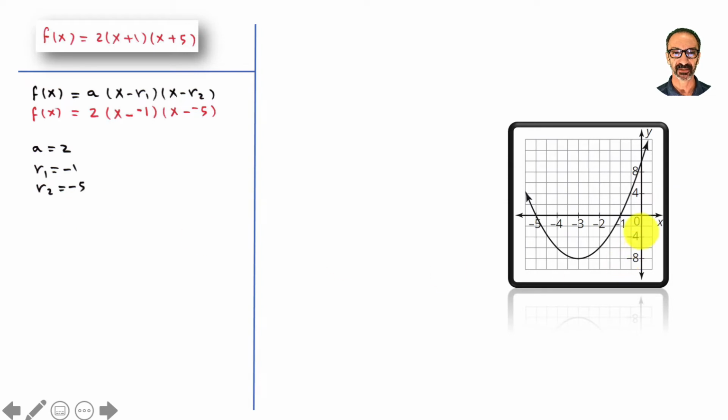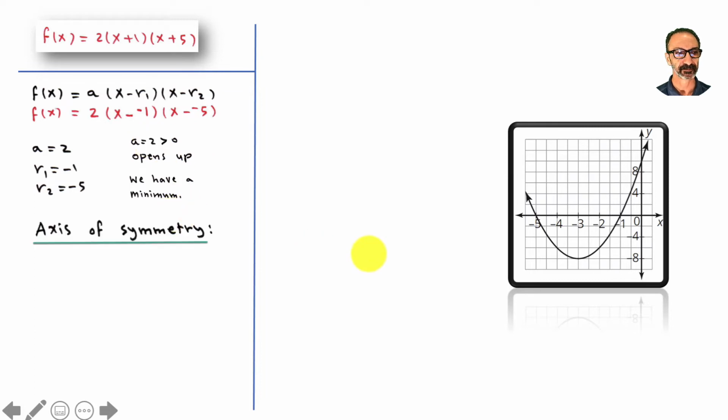And the scale here is going by 2. The scale here is going by actually half. So it's kind of hard to see the 1, 1 idea that I mentioned earlier. But they gave me A equals 2. That's the stretch factor. So we have a minimum here if they ask you for the minimum, because the graph opens up, because A is positive.